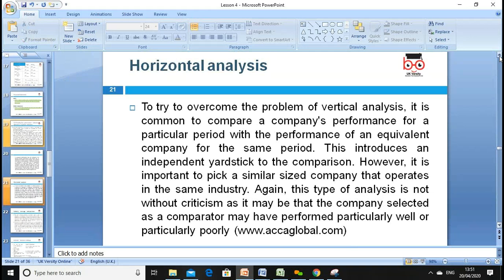Next, guys, we need to look at horizontal analysis. So please, can we spend 2 minutes to just read?